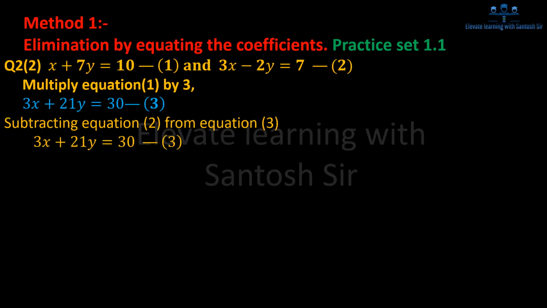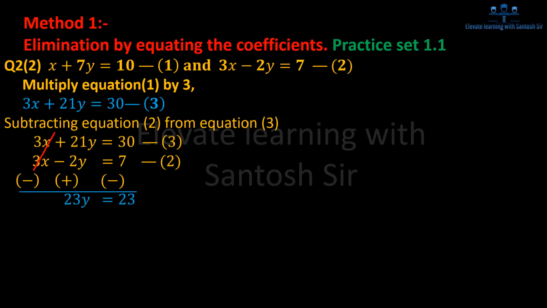We will write equation 3, we will write equation 2. We know that we are subtracting, so we will change the sign. Plus 3x will become minus 3x, minus 2y will become plus 2y, and plus 7 will become minus 7. Now when we solve it, plus 3x and minus 3x will get cancelled. 21y plus 2y will give me 23y, and 30 minus 7 will give me 23. Here we can solve it: y is equal to 23 upon 23, which is nothing but 1.